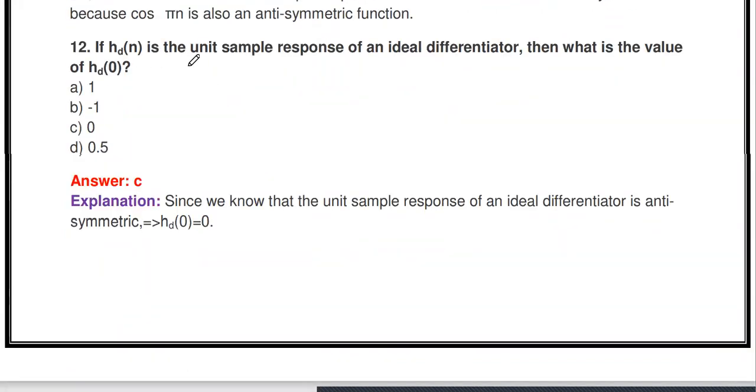Then the next thing: if h_d(n) is the unit sample response of the ideal differentiator, what is the value of h_d(0)? That is the value of the unit sample response at time n equal to 0, at the origin. The value of the unit sample response is 0.